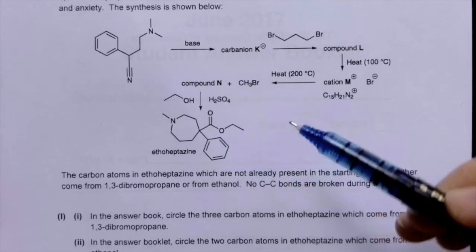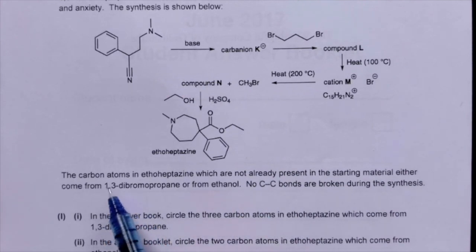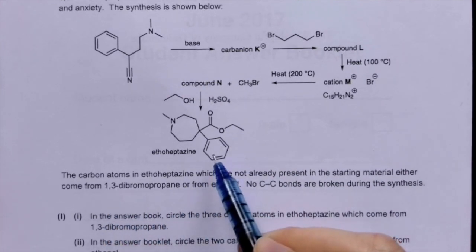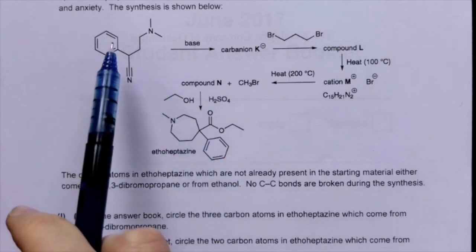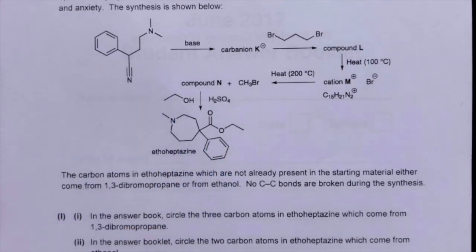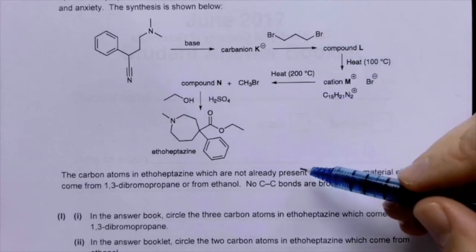Now, the carbon atoms in this ethoheptazine, which are not already present in this, come from either 1,3-dibromopropane or from ethanol. And we're told that no carbon-carbon bonds are broken during this synthesis.